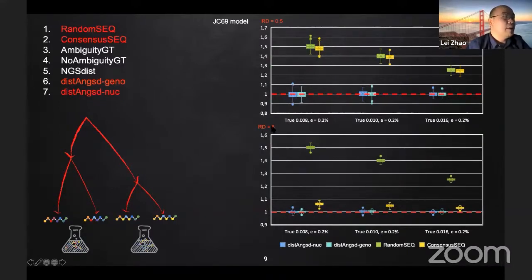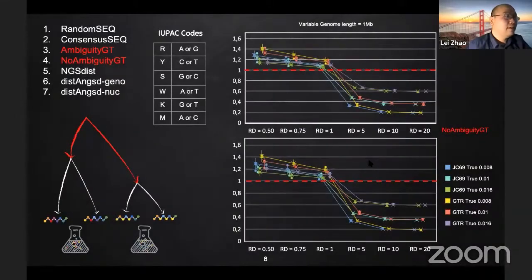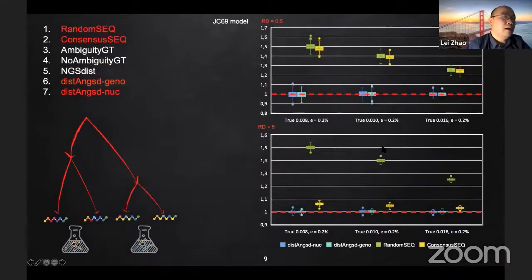And when read depth becomes 5, which is the threshold, I guess, most people use these days, they believe in this one, in this case, they can use the consensus seq method to infer the divergence time. But based on our simulation, we still see positive bias for the consensus seq. And the random seq almost stays the same because they just randomly choose one. So read depth 5 and read depth 1 are mathematically equivalent with each other because they just treat it as a read depth 1.